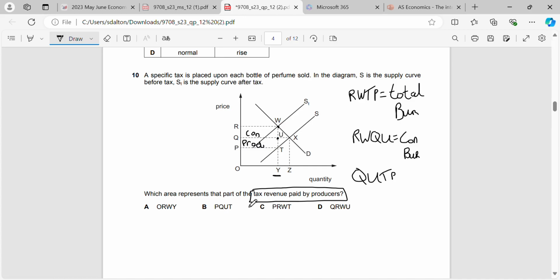Okay, and if we just match that up, we can see here PQUT, which is obviously the same, just those four corners essentially of the area. Or PWT, that area is our total burden. QWU, that area is our consumer burden, and OWY is not an area that represents the specific tax.